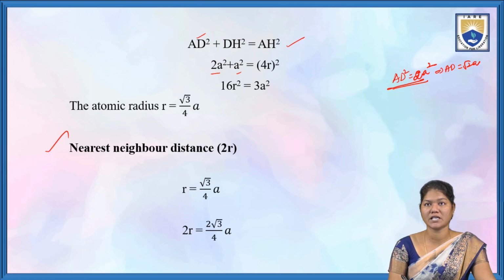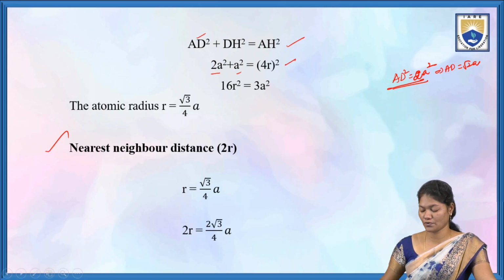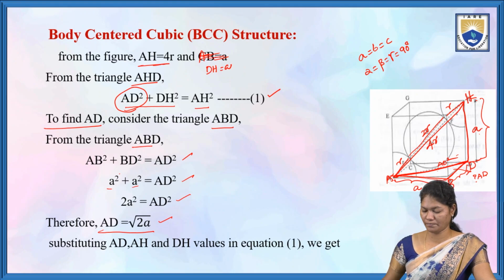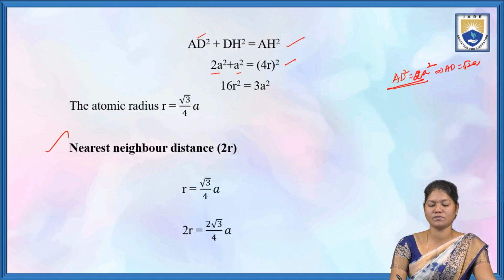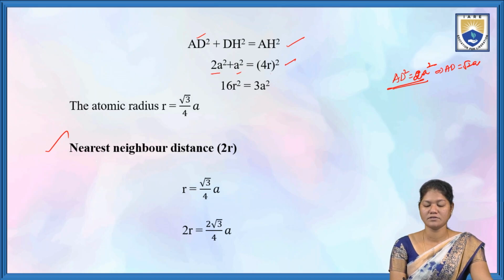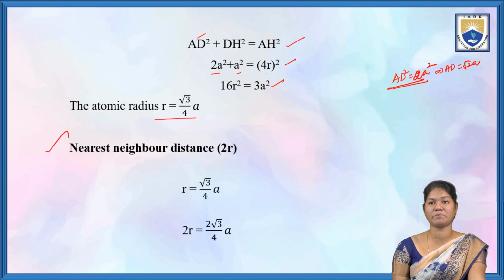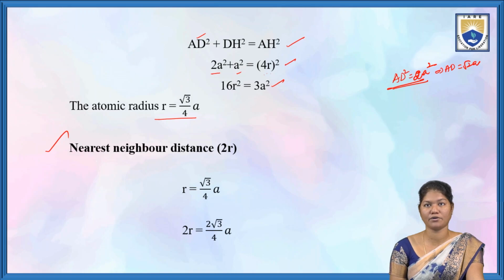So 2A square plus A square is equal to AH square, and AH is 4R, as we have already noted. So AH square is equal to 4R whole square. So from this, 16R square is equal to 3A square. Now the atomic radius for the BCC structure, R is equal to root 3 by 4 A. So this is the atomic radius for the body centered cubic crystal.